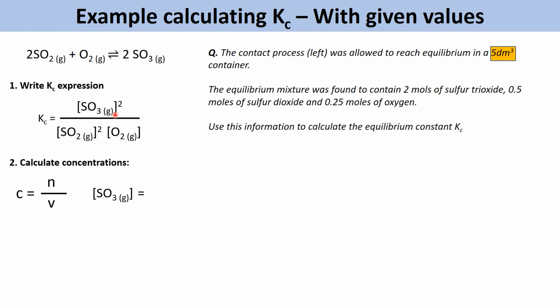So let's start with SO3 here. We've got 2 moles of it, as we can see here, and we've got a volume of 5 decimeters cubed. So that's just going to be 2 over 5, giving us 0.4 moles per decimeter cubed.